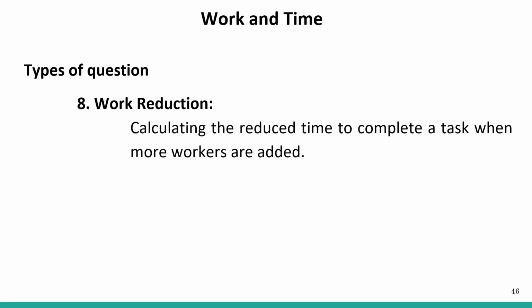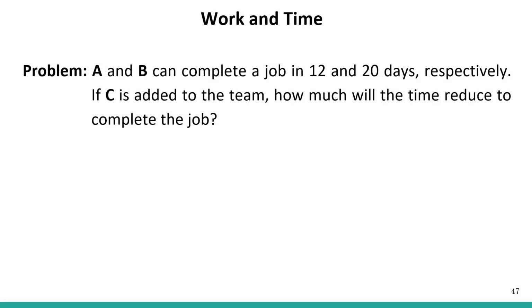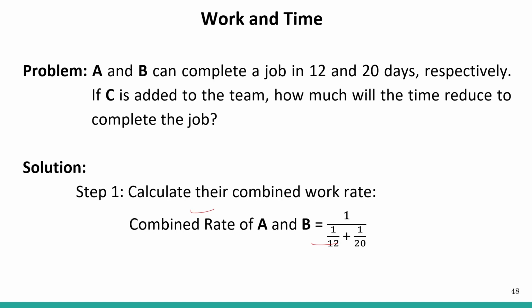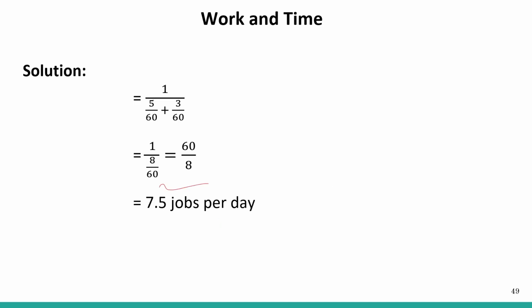So let's see the 8th kind of question, that is on work reduction: calculating the reduced time to complete a task when more workers are added. So if A and B completed a job in 12 and 20 days respectively, if C is added to the team, by how much will the time be reduced to complete that job? So step 1 is calculate their combined work rate. Then the combined work rate of A and B is equal to 1 by 12 plus 1 by 20. So this is equal to 60 by 8, so 7.5 jobs per day.